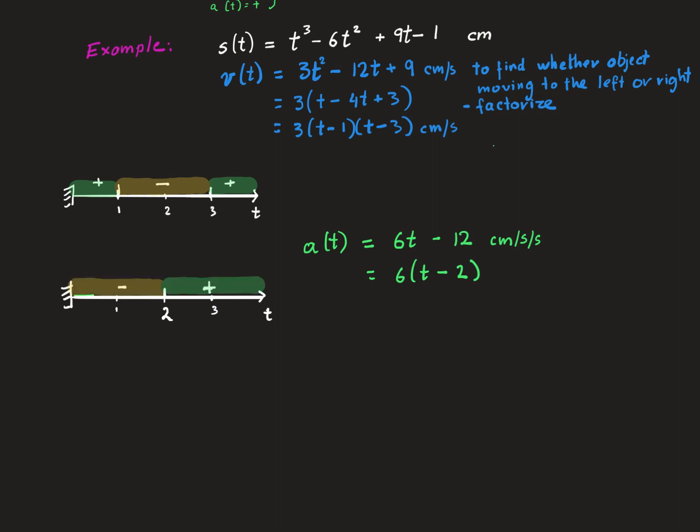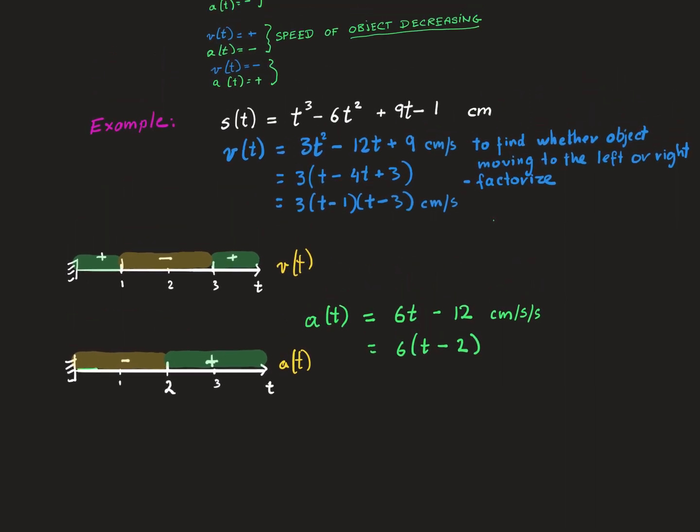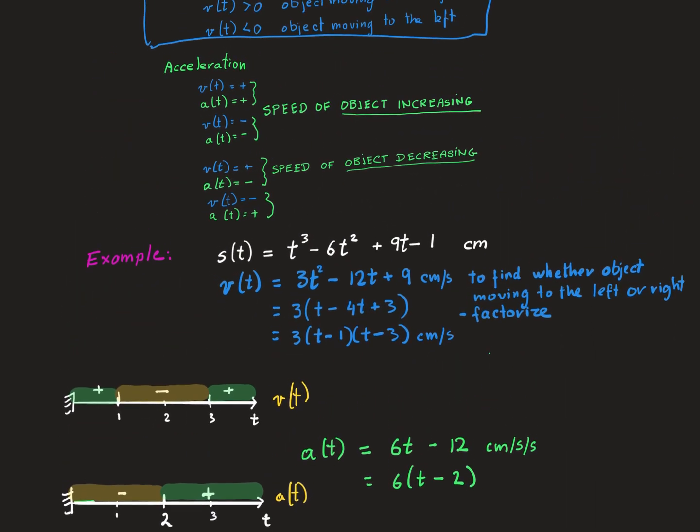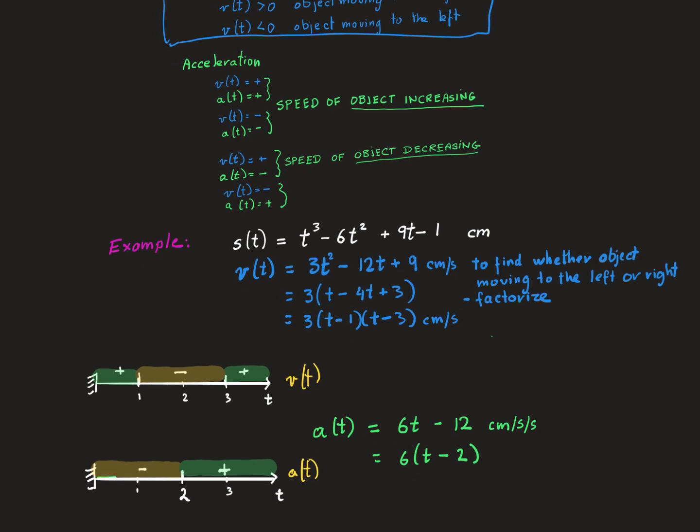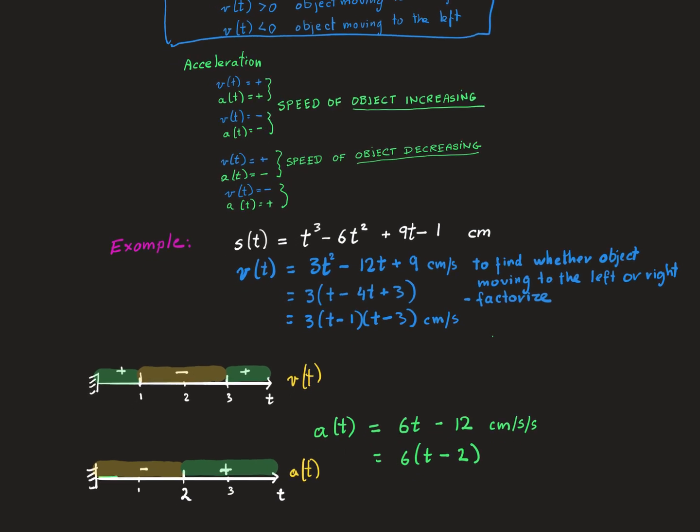Okay, so now we've got the two sign diagrams. One is for the velocity and the other one is for the acceleration. Why do we need those two diagrams? Well, remember that previously I mentioned that we can find out whether the speed of the object is increasing or decreasing by looking at whether the velocity and the acceleration are both the same, or are they different?